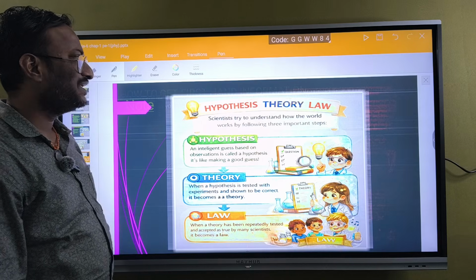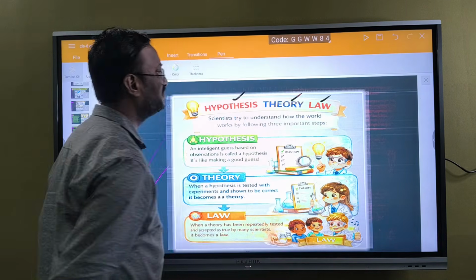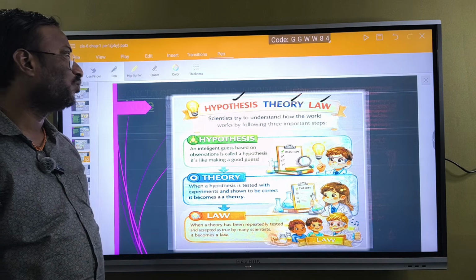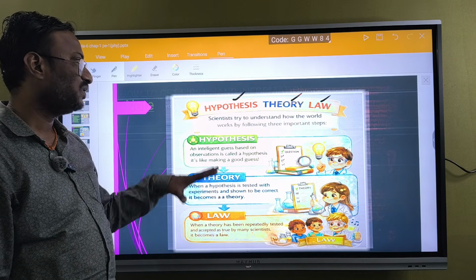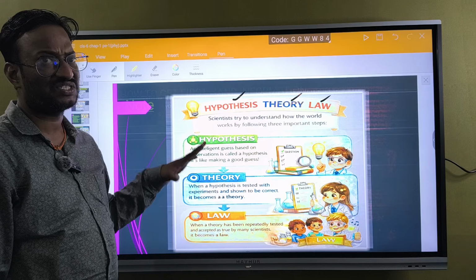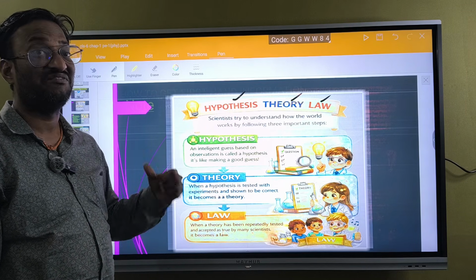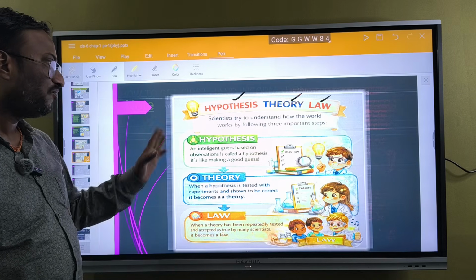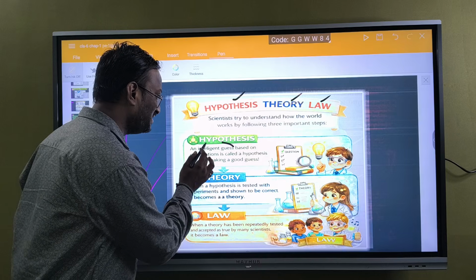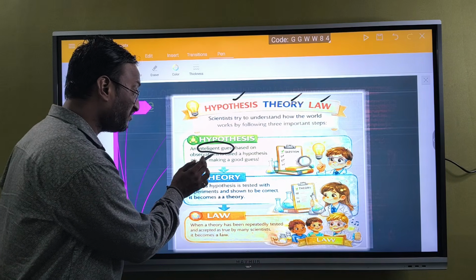Next thing is, what is the difference between hypothesis, theory and law? We shall discuss. Scientists try to understand how the world works by following 3 important steps. These are the 3 steps scientists follow in order to know something, in order to invent something. First thing is hypothesis. We already discussed, it is an intelligent guess based on observations.